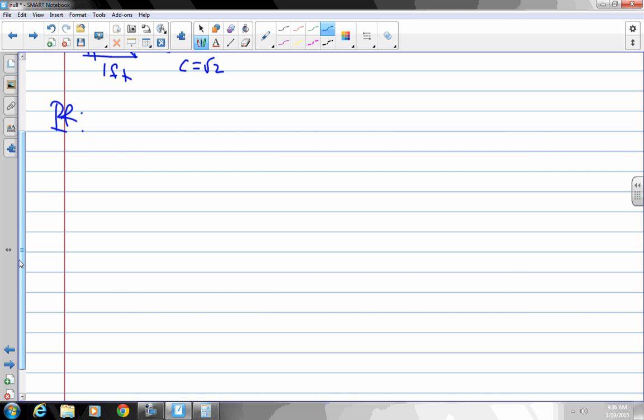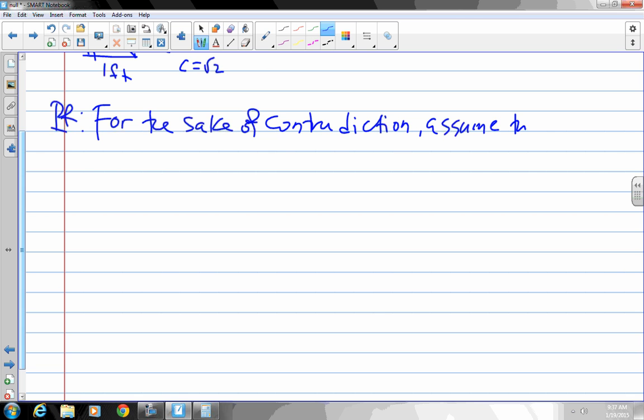So for the sake of contradiction, we're going to assume that square root of 2 is not rational, so it's rational. So for the sake of contradiction, assume that square root of 2 is rational. In other words, remember the capital Q, weird-looking Q, that's the set of rational numbers. So square root of 2 is a member of Q.